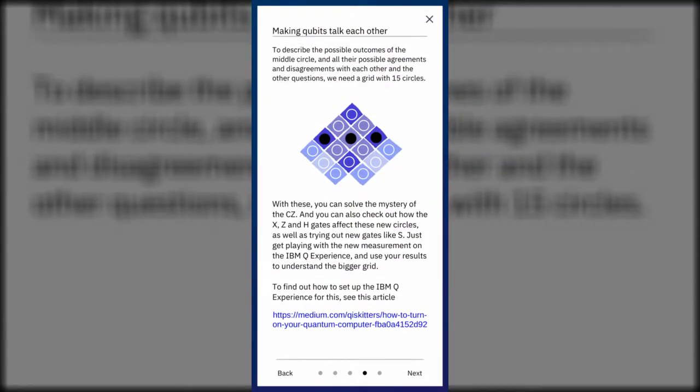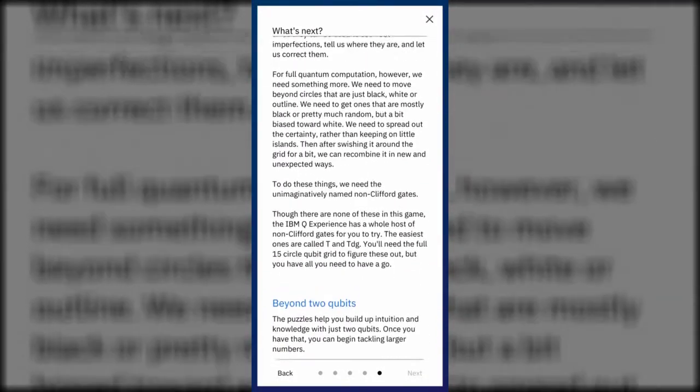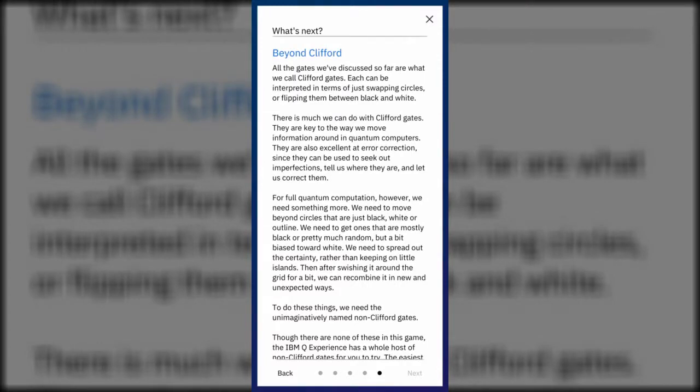Next, Beyond Clifford. All the gates we discussed are Clifford gates, each just swapping circles or flipping them. There is much we can do with Clifford gates. They're key to moving information around the quantum computer. They're also excellent at error correction. Full quantum computation, however, needs something more. We need to move beyond circles that are just black, white, or outline.